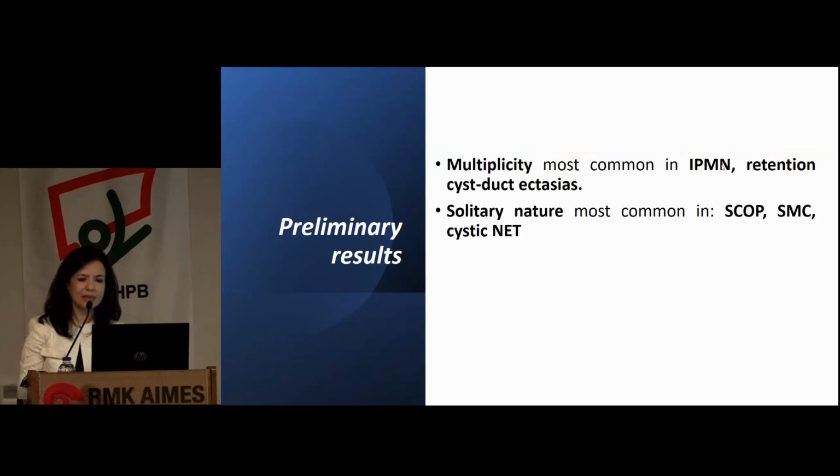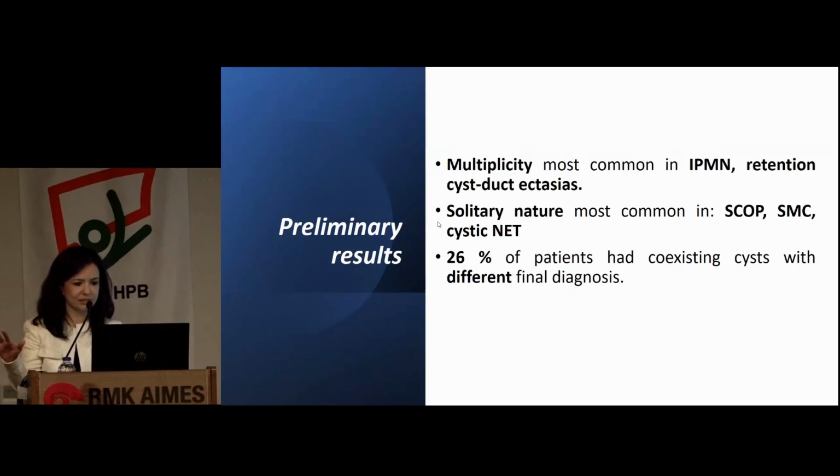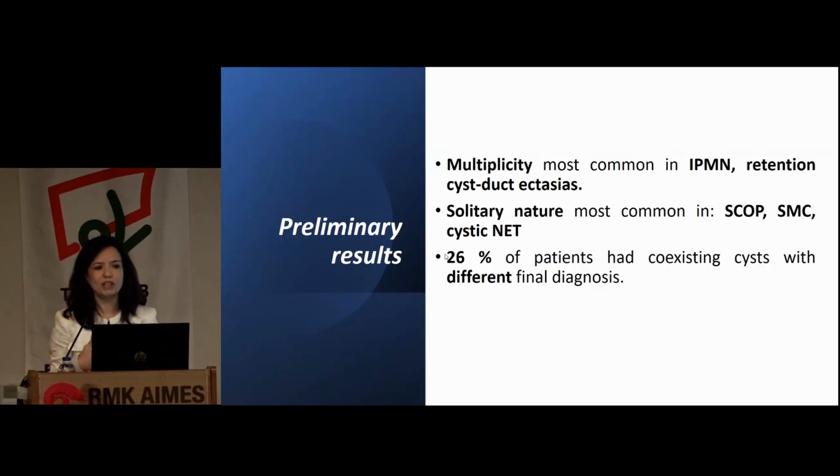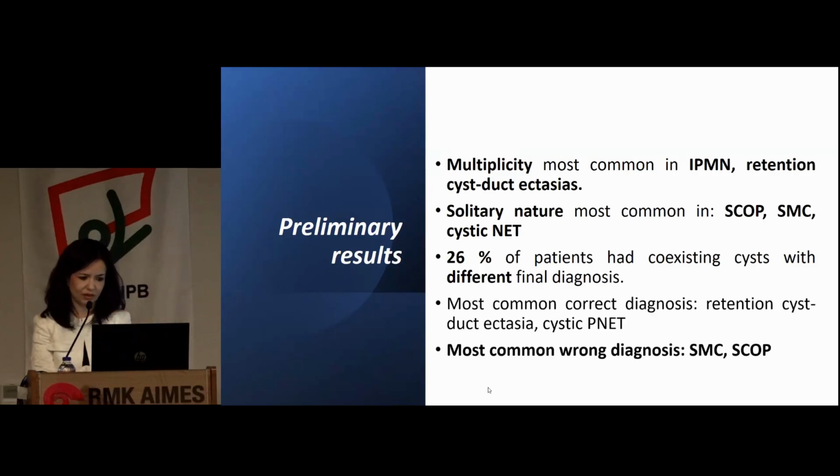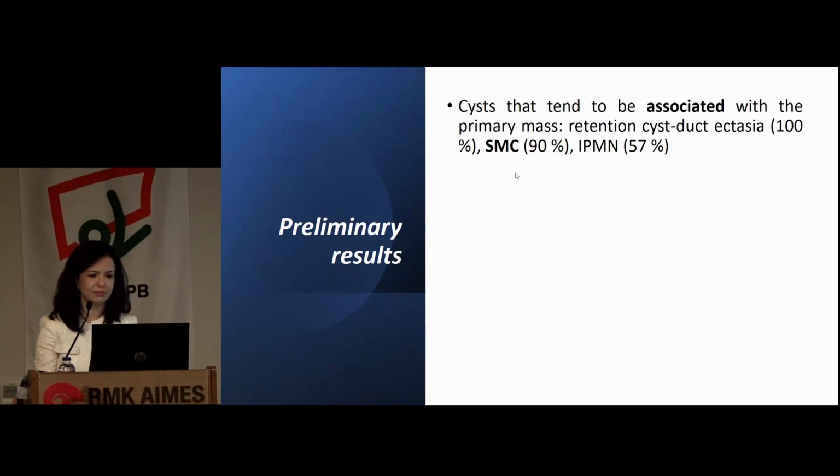Multiplicity was most common in IPMNs and retention cysts, as expected. On the other hand, SCOPs, SMCs, and cystic PanNETs were all solitary in all cases. An important percentage of patients were shown to have more than one cyst subtype with different pathologic diagnoses. Most common correct diagnoses were retention cysts and cystic PanNETs. On the other hand, due to the lack of unique imaging features, the most common wrong diagnoses were SCOPs, squamous cyst of the pancreas, and simple mucinous cysts.